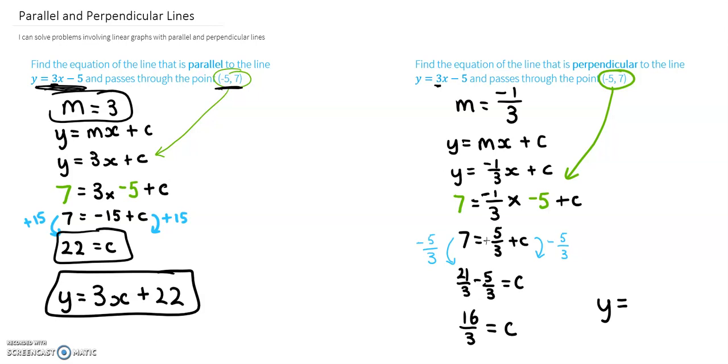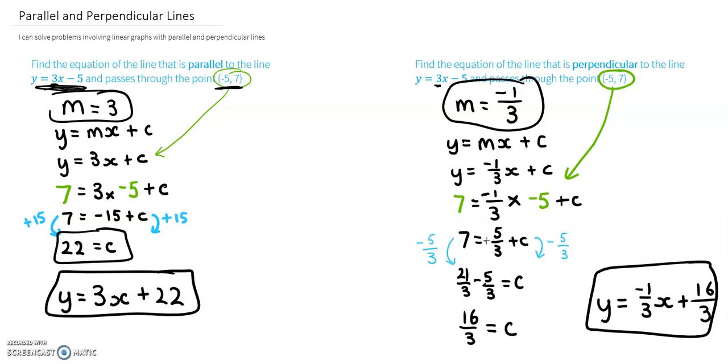So our original gradient was negative 1 over 3. And our c is 16 over 3. So that is my final equation.